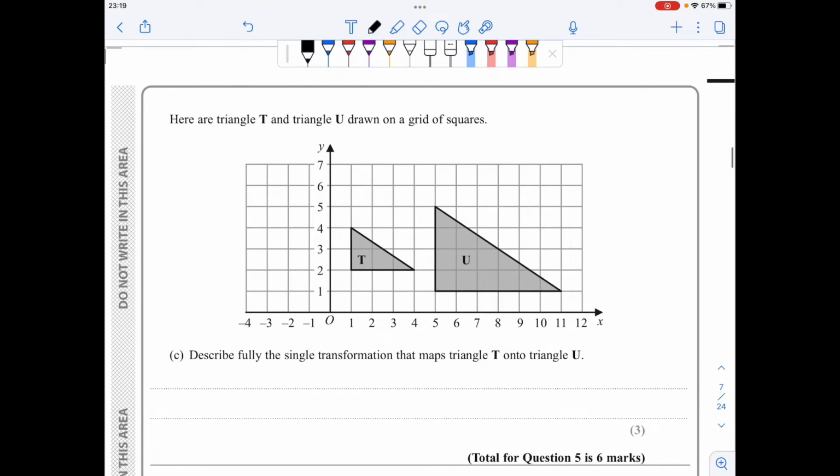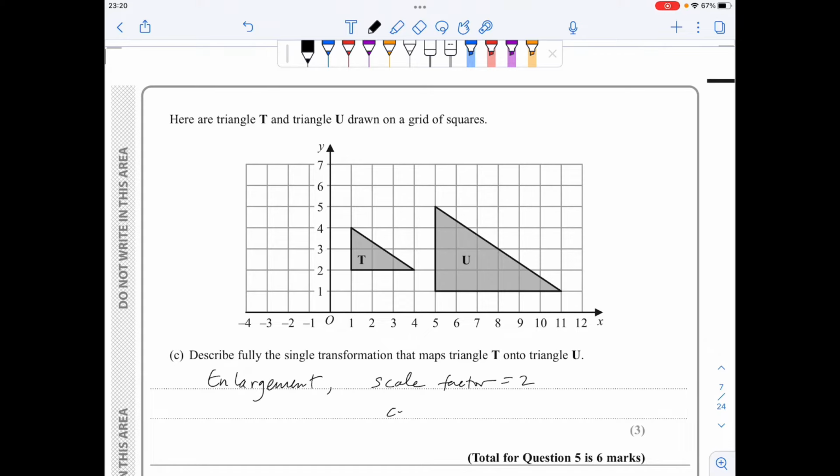Now for part C, I have these two shapes and the transformation from T to U. Obviously, the shape changes size, so it's an enlargement. Now to find the scale factor, just measure any of the sides of the object and the corresponding size of the image. For example, take the height. I'm going from 2 to 4. So 4 over 2 is 2. This is my scale factor.